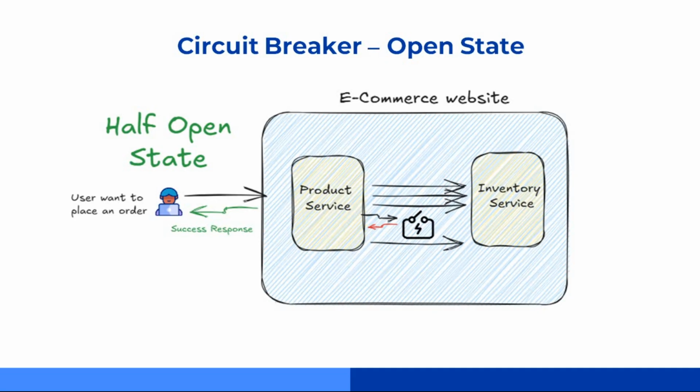And finally we have half open state. This is like a checkpoint. After some time, breaker says, okay, let me test if inventory is back or not. So it allows only a few test requests to pass through. If those requests succeed, great, breaker closes again and flow resumes normally. If they fail, breaker goes back to open and blocks requests again. In short, half open is like a trial phase. It prevents the system from crashing while giving the failing service a safe chance to recover.